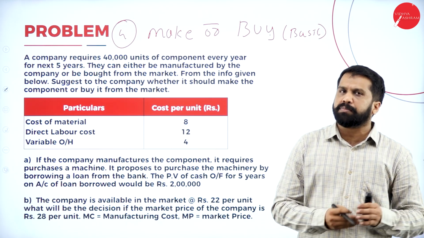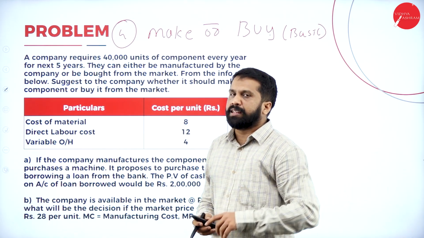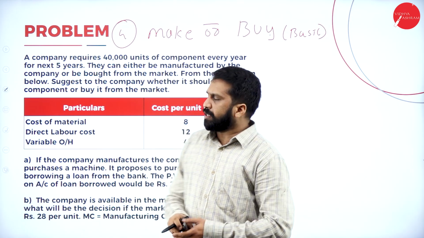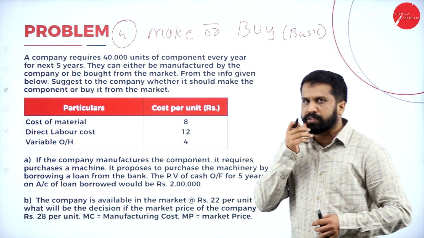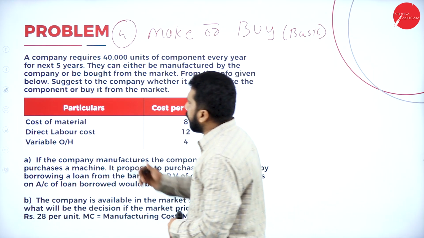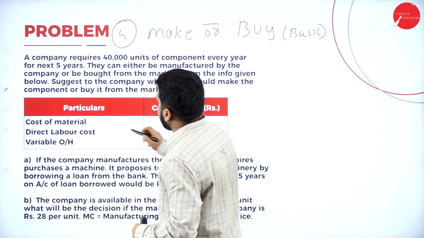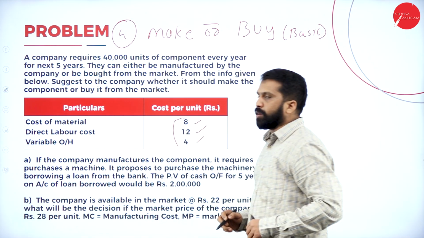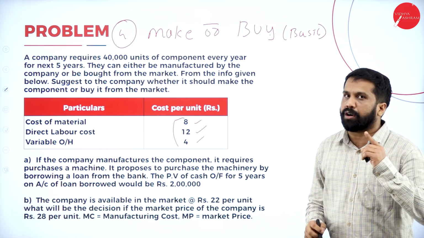Whereas if it is an advanced problem, that is also easy actually. The advanced problem may come for 15 marks. Now, this is the easiest one. I'll just read it out, no need of any explanation. Cost of material is 8, direct labor cost is 12, variable overhead is 4. These are called variable cost.